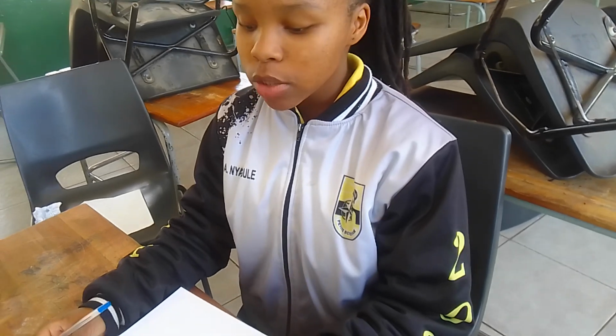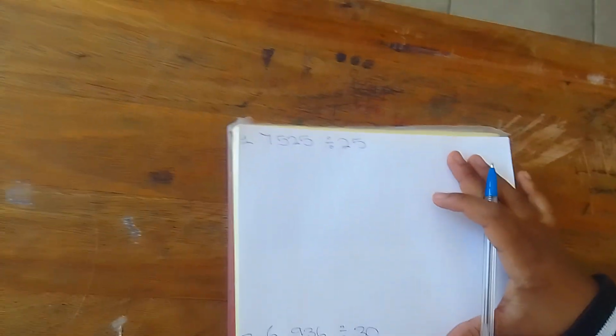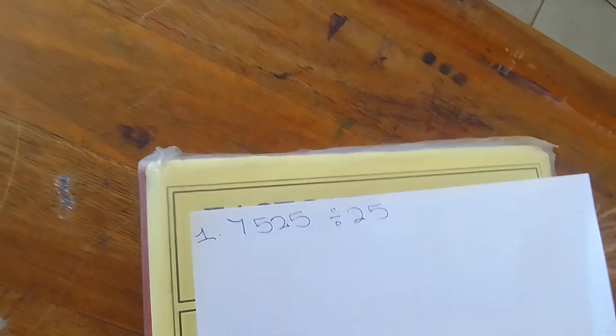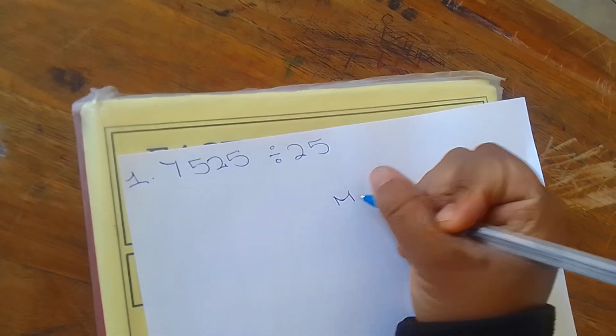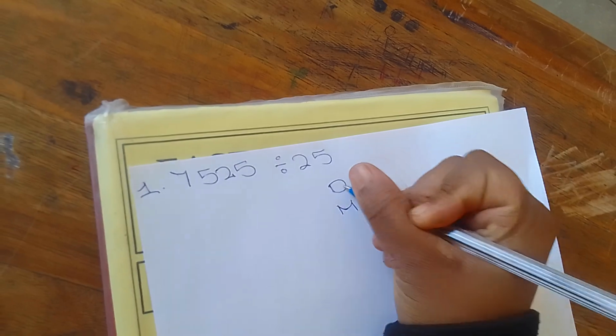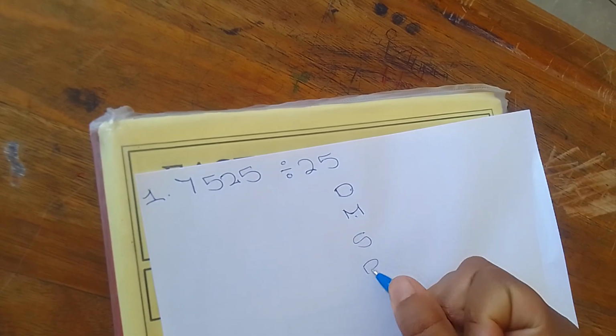Now we're going to be doing revision based on long division. So these now are the two sums on our long division. Let's start with the first one. So when you start with your long division, you first have to put these signs on the side. You say dad, mother, and then you say sister, then brother.